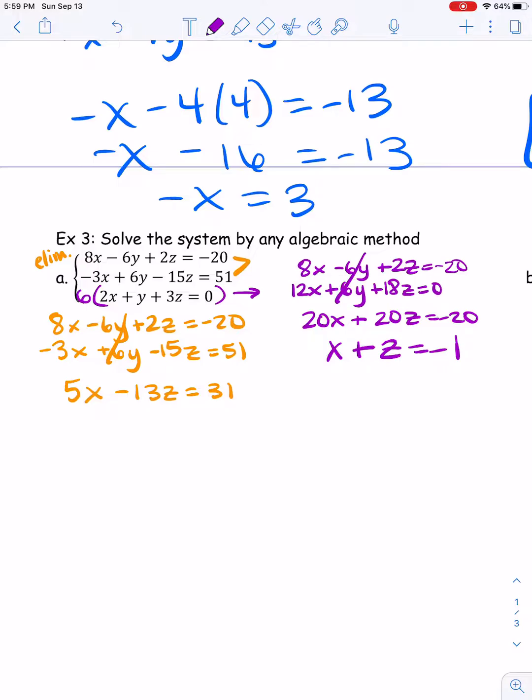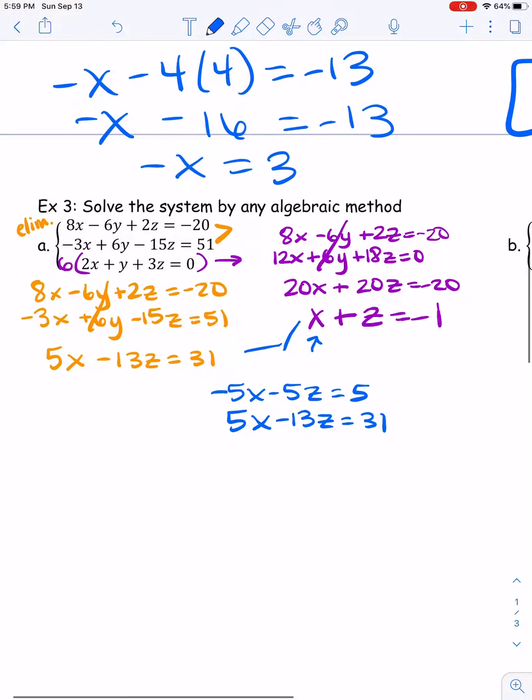And so now I can use these two 2x2s, and I will eliminate my x's. And so just because it would be a smaller number. So if I multiply this by a -5, that would be a -5x minus 5z equaling 5, with a 5x minus 13z equaling 31. So that's going to obviously cancel out. That's going to give me a -18z equaling 36, which means z is going to be -2.